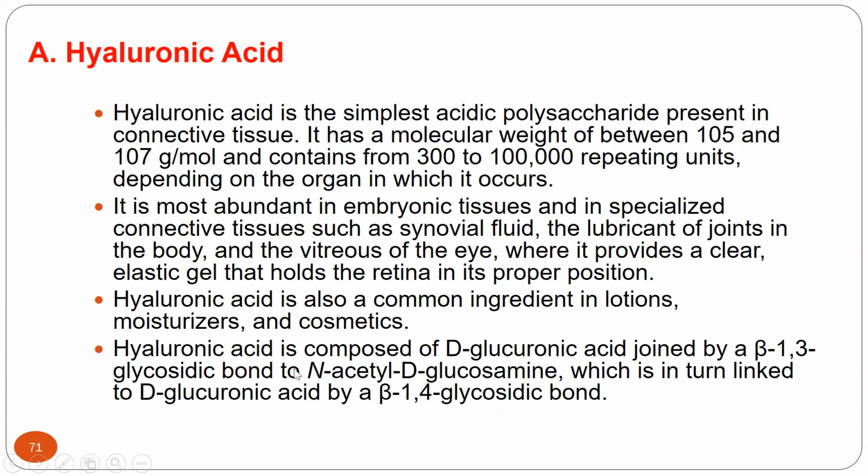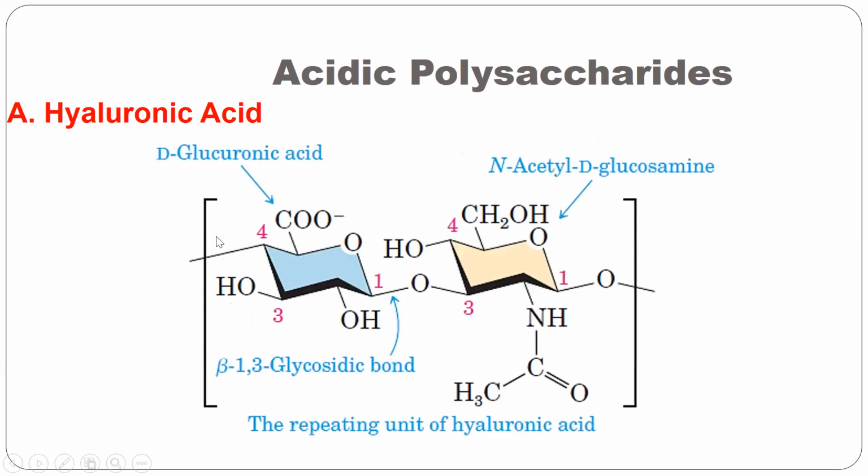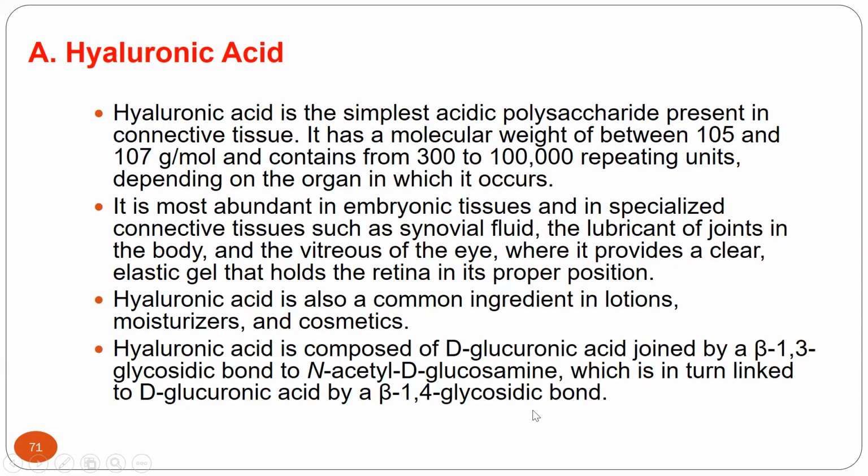The beta 1,3 glycosidic bond is between glucuronic acid and N-acetylglucosamine. And when it repeats, you can also find the beta 1,4 glycosidic bond between glucosamine and glucuronic acid. If glucosamine comes first and then glucuronic acid, you have the beta 1,4 glycosidic bond.